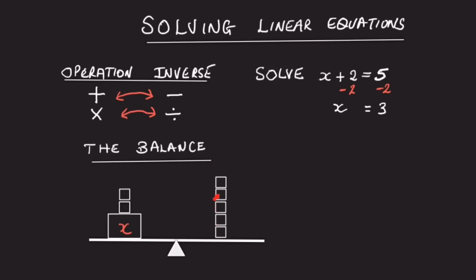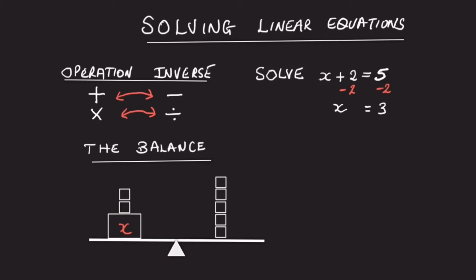So on the other side of the balance, I've got the 5 boxes, and that's corresponding to the 5 that I've got on the right-hand side of the equation. So this balance represents the equation x plus 2 on the left equals 5 on the right. Okay, so how do I solve it with the balance?